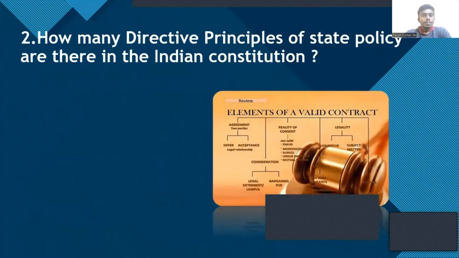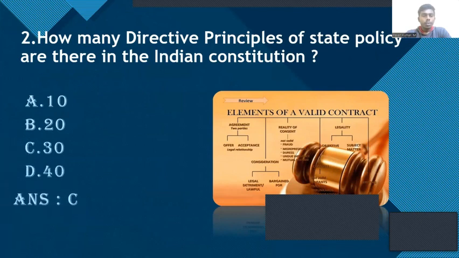So the options are option A 10, option B 20, option C 30, option D 40. So the answer is option C, it is 30.